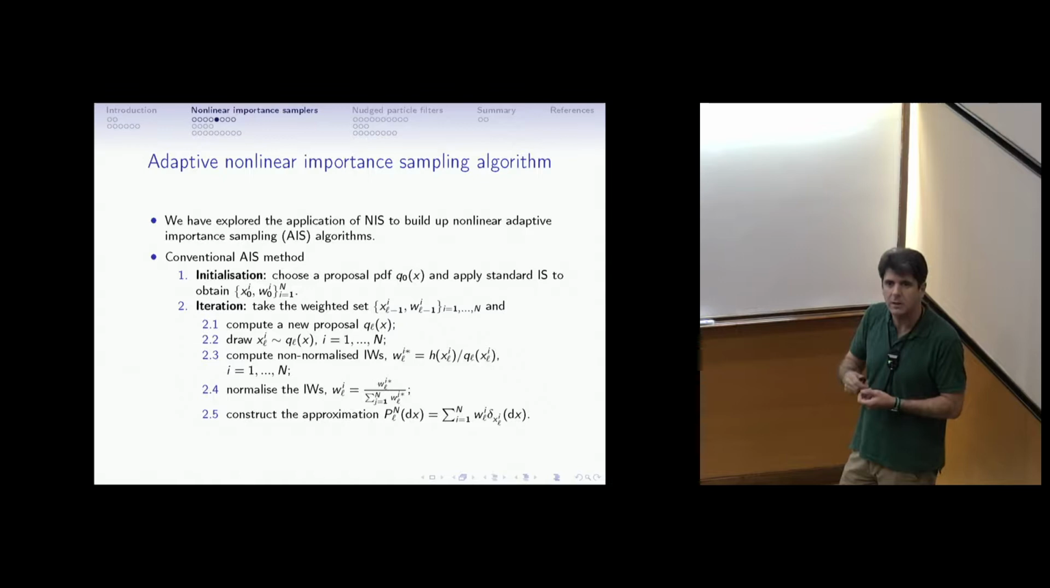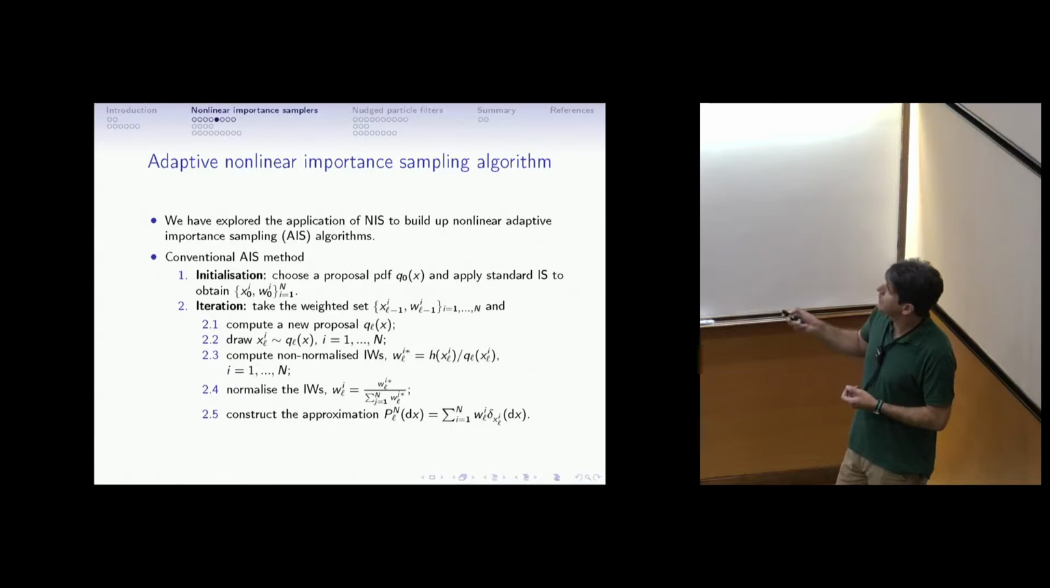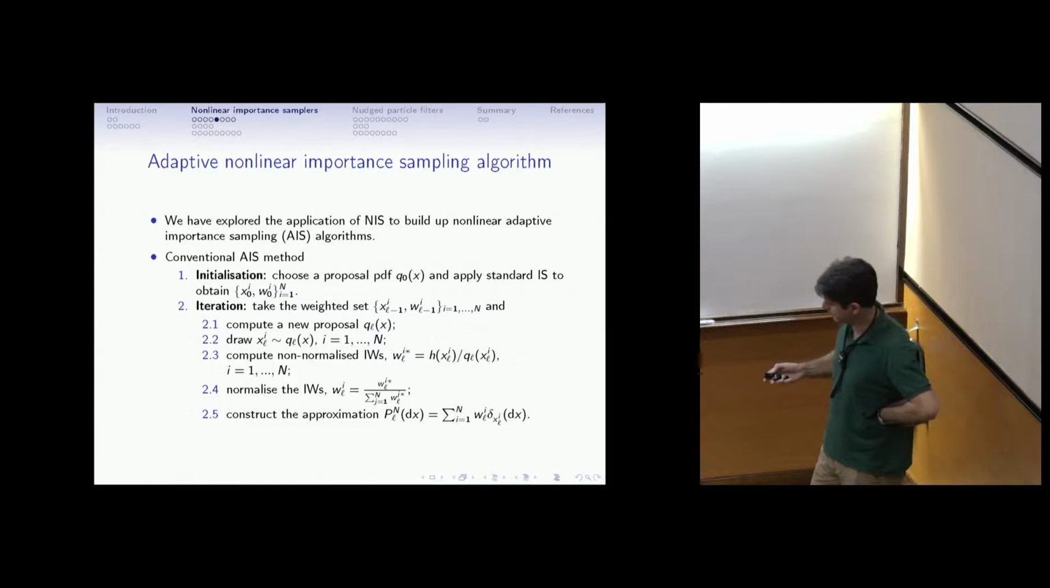So again, this would be a conventional, very general adaptive importance sampler. We start with an initialization phase, choosing a proposal Q0, and then you apply a standard importance sampling to obtain samples and weights. And then at the iterative steps, you take your approximation from the previous iteration, samples and weights, and somehow, according to some criterion, you compute a new proposal, and then you draw from the new proposal, compute weights, and so on. What's the trick when you introduce the nonlinear importance sampler?